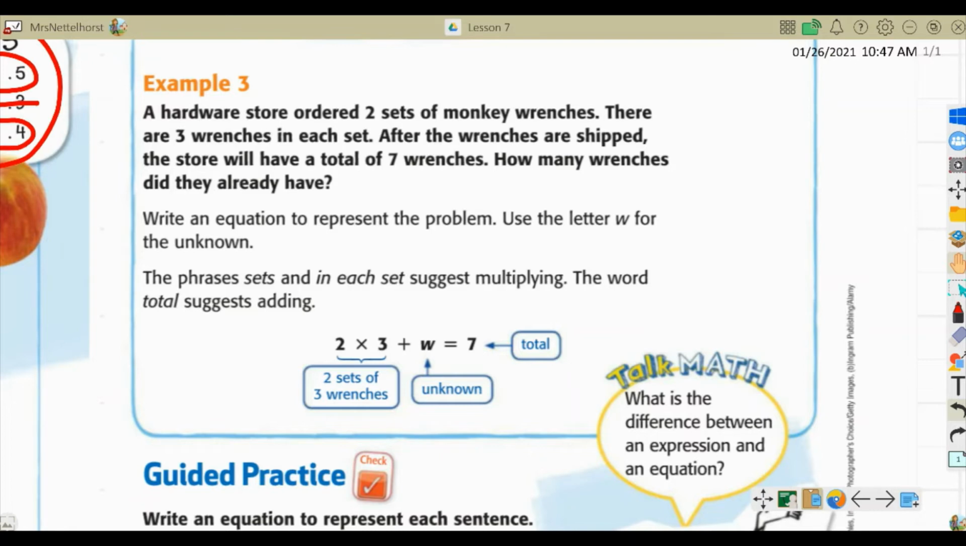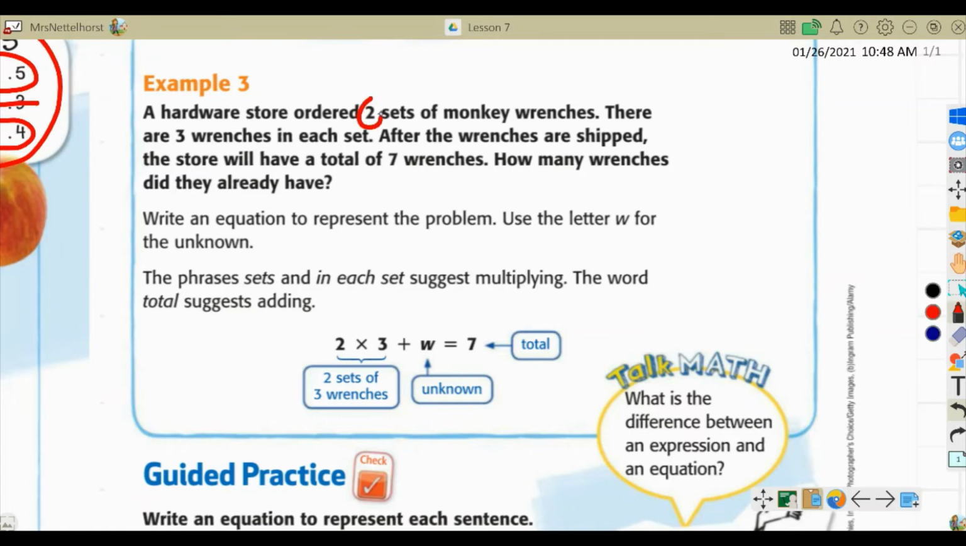So how many wrenches did they, oops, now I've got to read it with the question. So a hardware store ordered 2 sets of monkey wrenches. There are 3 wrenches in each set. After the wrenches are shipped, the store will have a total of 7 wrenches. How many wrenches did they already have? So they started out with some wrenches, and that's what I don't know. Okay, so let's mark this up.